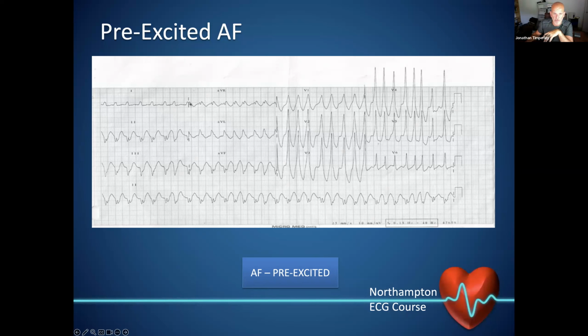So for pre-excited atrial fibrillation such as this, do not give any drugs whatsoever. They need to get electrocuted as soon as possible.